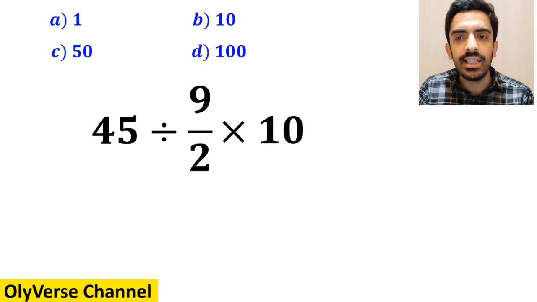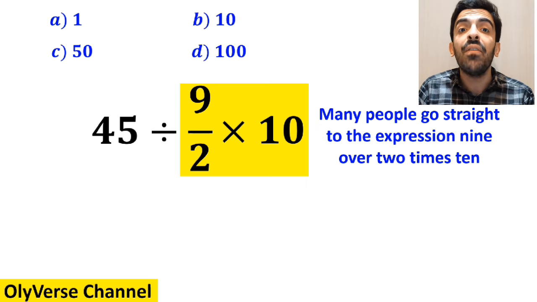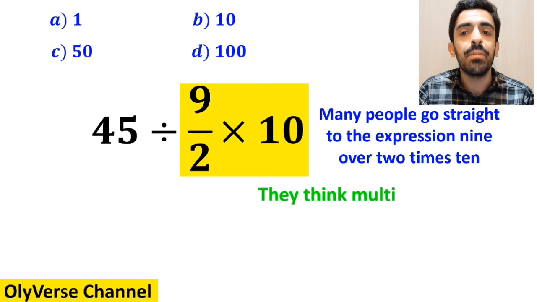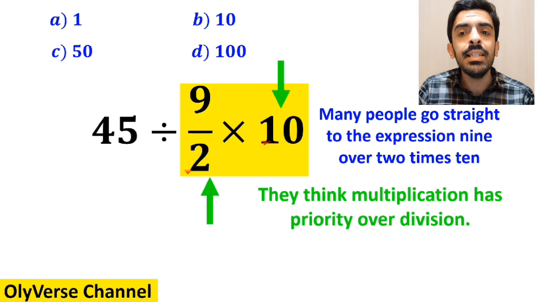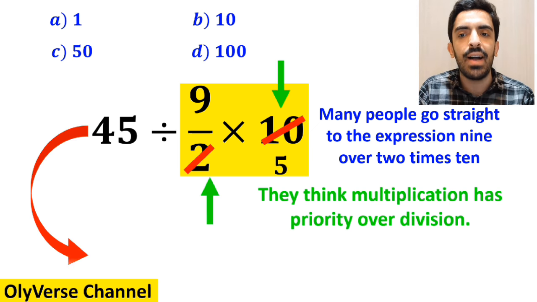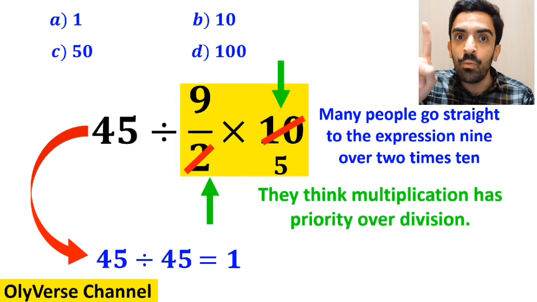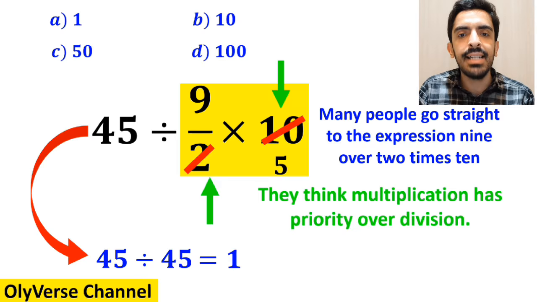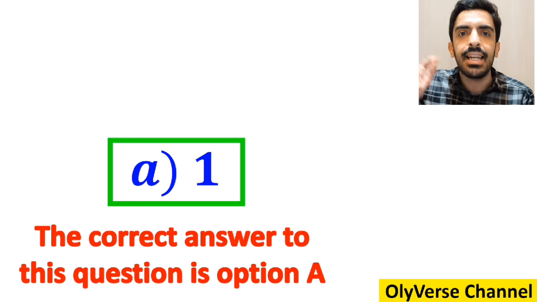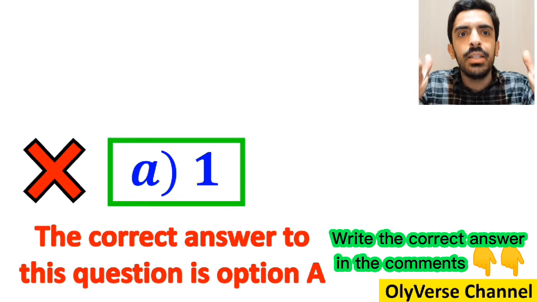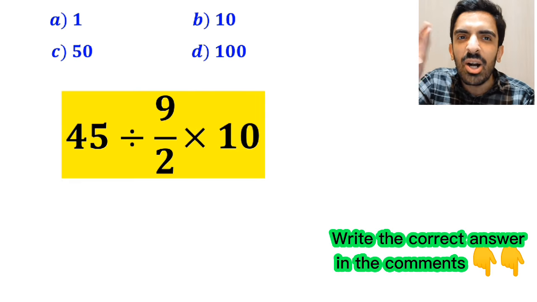At the beginning of solving this question, many people go straight to the expression 9/2 multiplied by 10, which I have highlighted in yellow, because they think multiplication has priority over division. And they say it's easy to simplify 10 with the 2 in the denominator and write this expression as 45 divided by 45, which finally gives them the answer 1. Then, without any hesitation, they immediately say that the correct answer to this question is option A. However, that's definitely wrong. Alright, now let me explain step by step how we should solve this expression correctly.